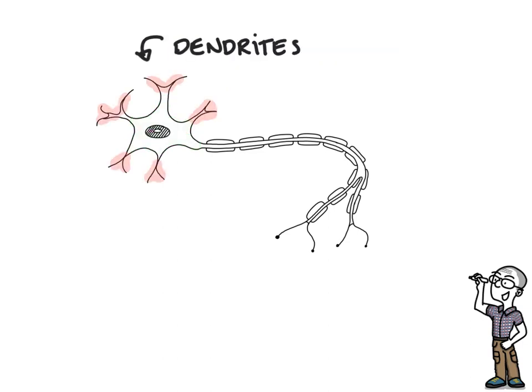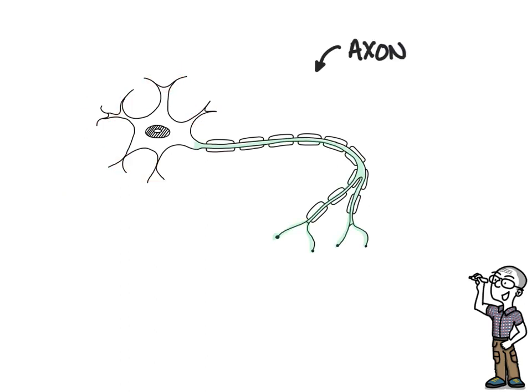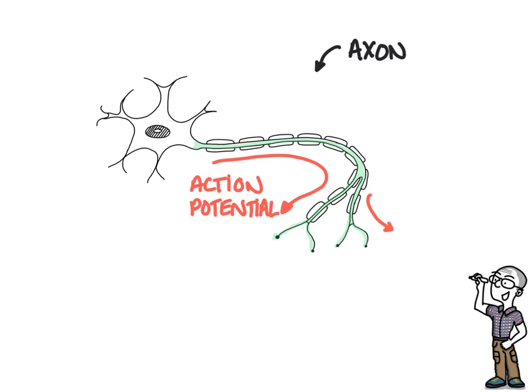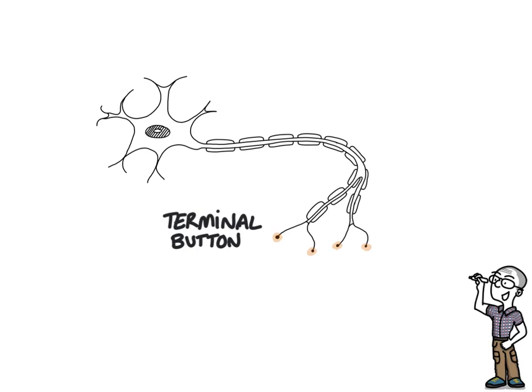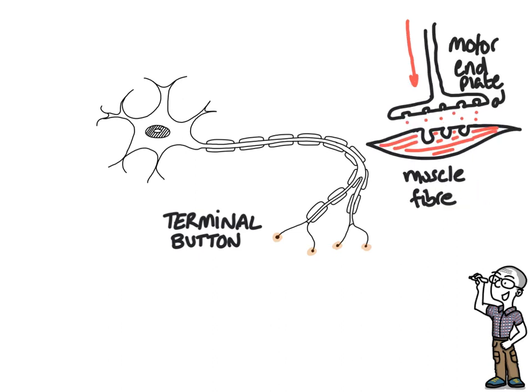In one direction are dendrites. These branch-like structures carry information from organs and other neurons towards the cell body. The other extension is called the axon. This acts to carry the nerve signal or action potential away from the cell body, either to another neuron or muscles or organs. At the end of the axon is a terminal button or synaptic knob. This is the part which forms a synapse with the next nerve or other body tissue. In the case of skeletal muscle, this is a different shape and is called a motor end plate.